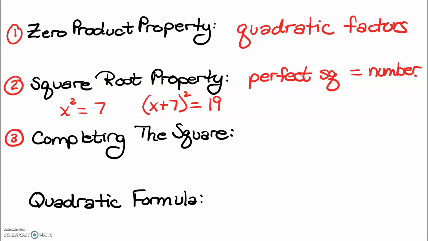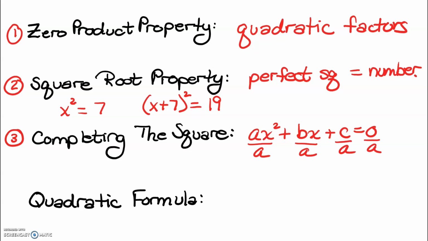When do I choose to complete the square? I choose to complete the square when, let's say, I have ax squared plus bx plus c equals 0. If we divide by a, sometimes a is 1, so that makes this really easy. If we divide each term by a, if b over a is a nice even number, all right, I choose completing the square typically to solve my quadratic.